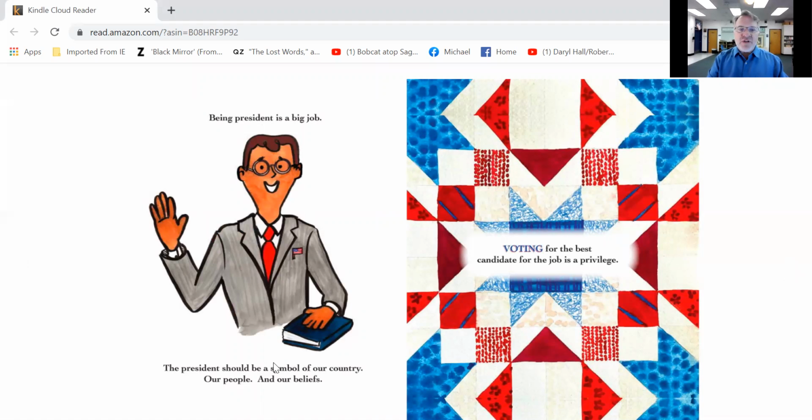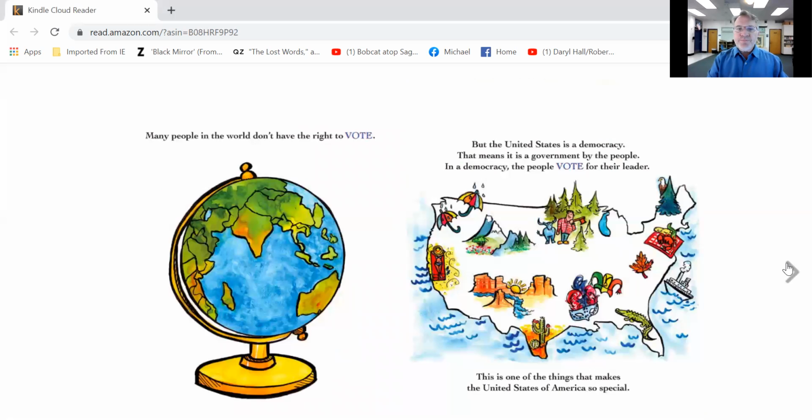Being president is a big job. The president should be a symbol of our country, our people, and our beliefs. Voting for the best candidate for the job is a privilege. Many people in the world don't have the right to vote, but the United States is a democracy. That means that it's a government by the people. In a democracy, the people vote for their leaders. This is one of the things that makes the United States of America so special.